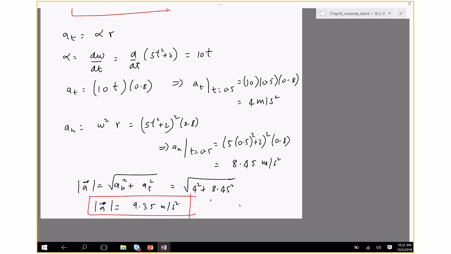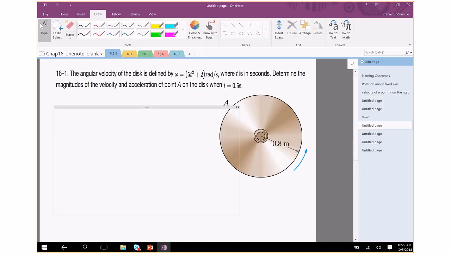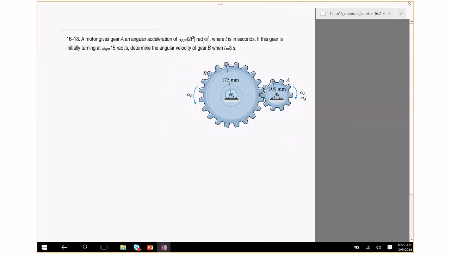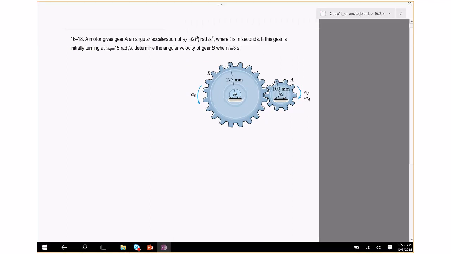Next is a problem on gears. A motor gives gear A an angular acceleration of 2 times t cubed, where t is in seconds. If this gear is initially turning at a speed of 15 radians per second, determine the angular velocity of B when time t equals 3 seconds.